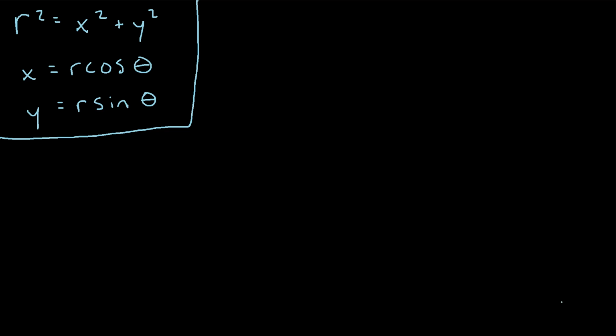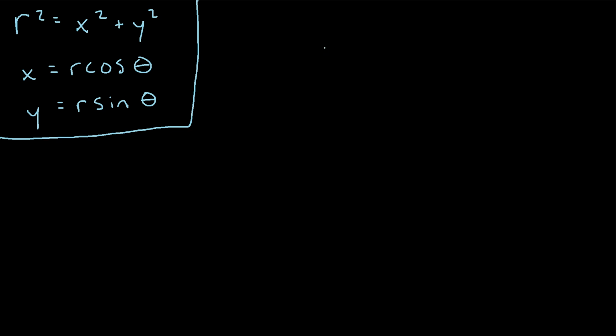In this video, we will talk about how to convert polar equations to rectangular equations. So there are three formulas that we need to know. The first is r squared is equal to x squared plus y squared. The next is x is equal to r times the cosine of theta. And the last one is y is equal to r times the sine of theta. So with these three formulas in mind, let's work through a few examples.